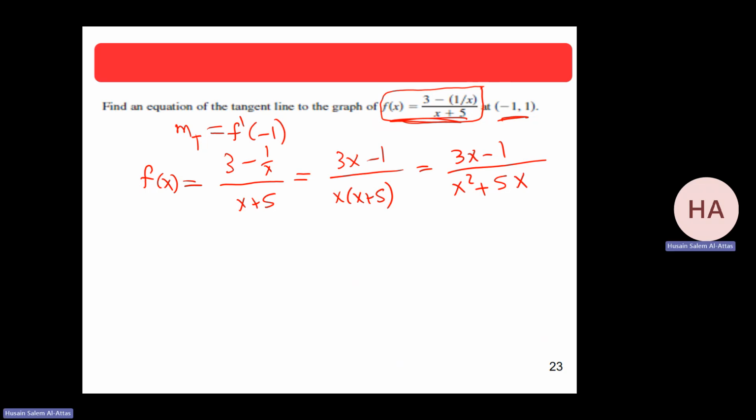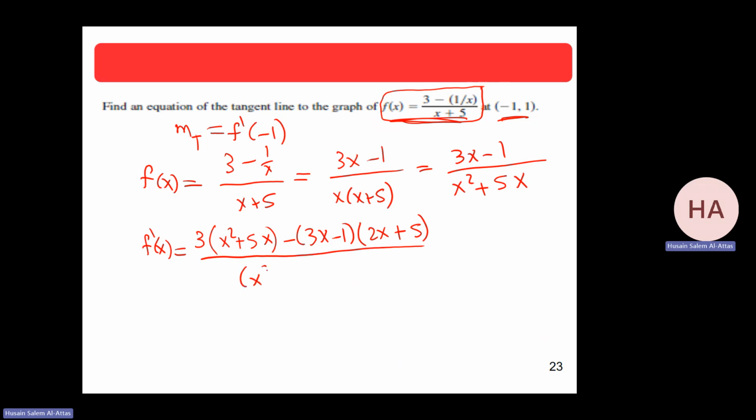Now I will do the derivative. I hope I don't make any mistake. Everything is okay, it's x plus 5. So now f prime will be what? Derivative of the numerator, 3, times the denominator, minus the numerator times the derivative of the denominator, which is 2x plus 5, over the denominator squared.